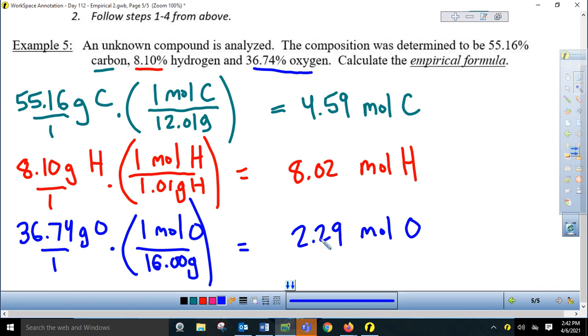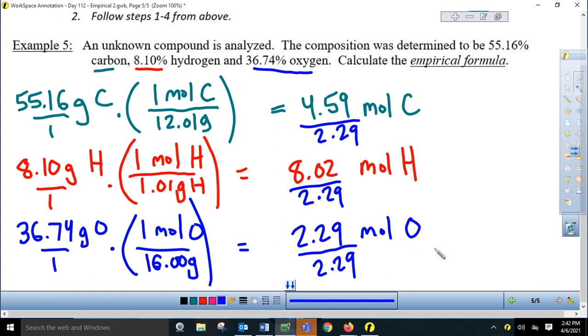So remember, now that we know moles, we can compare. We can't compare mass to mass because different elements have different masses because of different numbers of protons and neutrons. But here we know moles. So we're going to divide everything by the lowest number of moles. What we have the lowest amount of is oxygen. So we're going to divide everything by 2.29 moles. And then we're going to try to establish the empirical formula here.